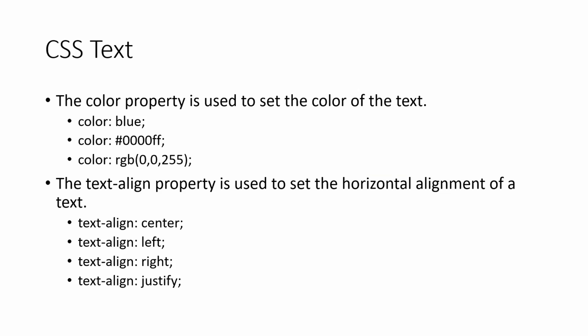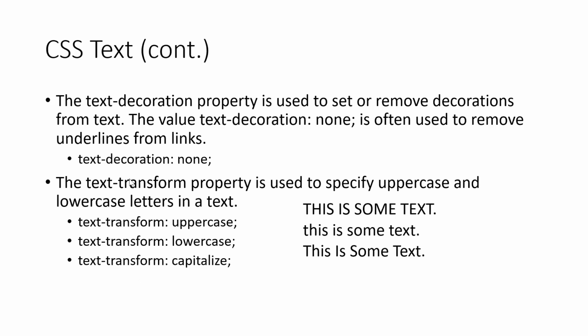So let's move to the text properties. Usually color, we already discussed in CSS text. We also discussed the three different ways of representing color. A common property that we use with text is the align property, which is used to set the horizontal alignment of the text. We can use center, left, right, and also justify. And then you can also use decoration.